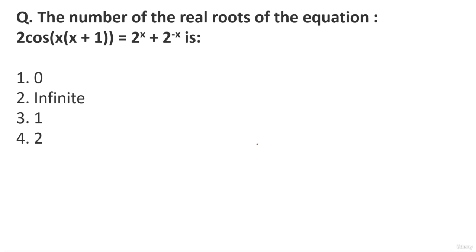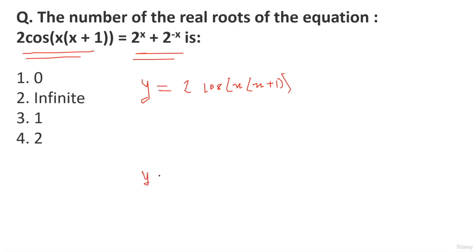All right, guys. So how do we deal with this? We use a more logical approach. See, it is very difficult to plot the actual values and check and then find out the point of intersection. Okay. The best thing you can do here is you can take two graphs here. First graph is y is equal to 2 cos x into x plus 1. Okay. This is the first equation we have on the left hand side. Okay. And on the right hand side, guys, we have y is equal to 2 raised to x plus 2 raised to minus x. Okay, we study these two graphs independently.